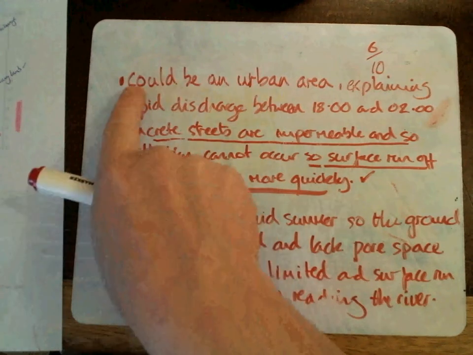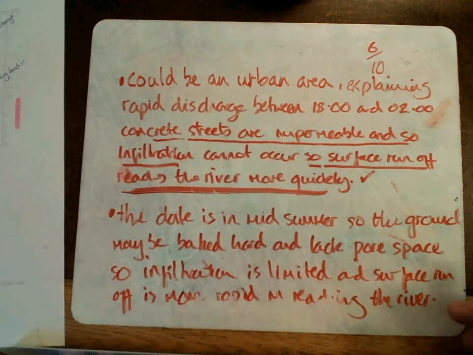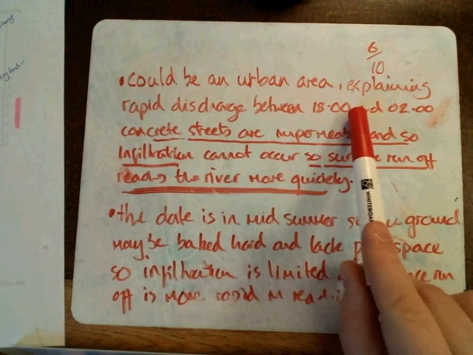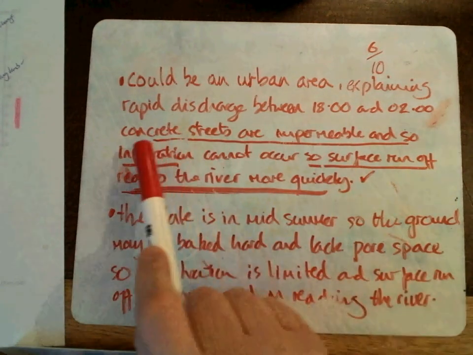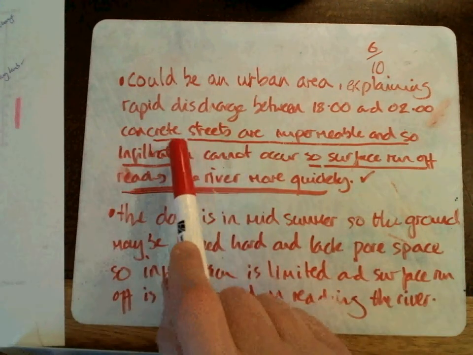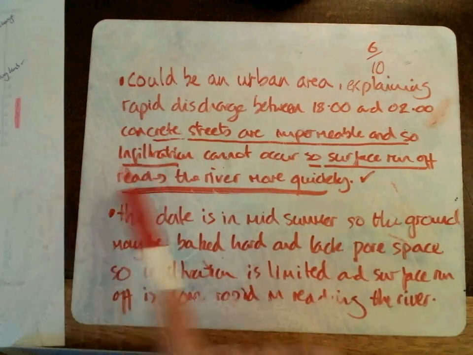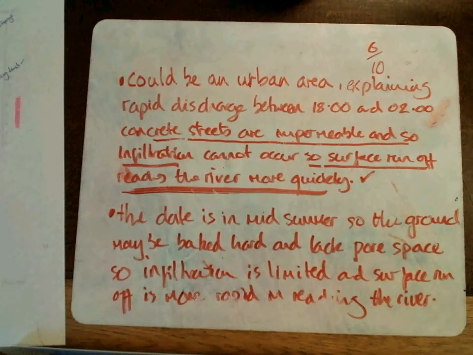Notice that I am suggesting it could be an urban area. I can't deny that it could be an urban area, can I? And I'm relating that to rapid discharge. So you're being very specific. And then I've pointed out what's going to make that rapid discharge, what's going to make that water travel quickly. Well, the ground's impermeable, it cannot infiltrate. And what's the impact of that? This last bit of the sentence is important. What's the impact of what you're saying? Well, it means that surface runoff is going to reach the river more quickly.